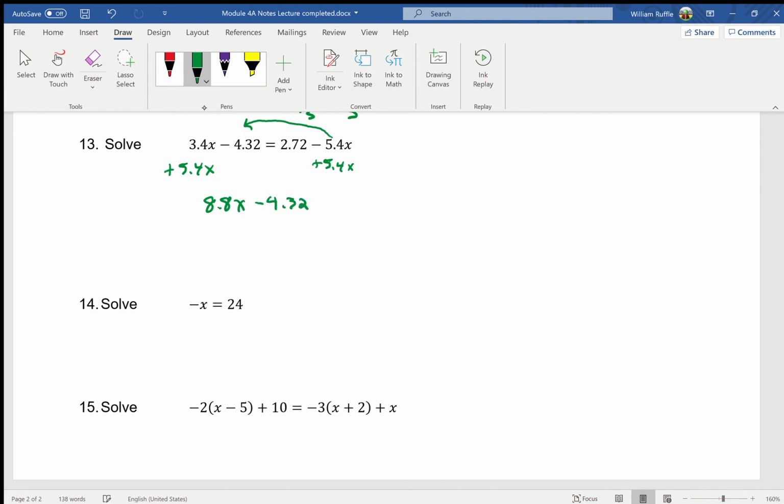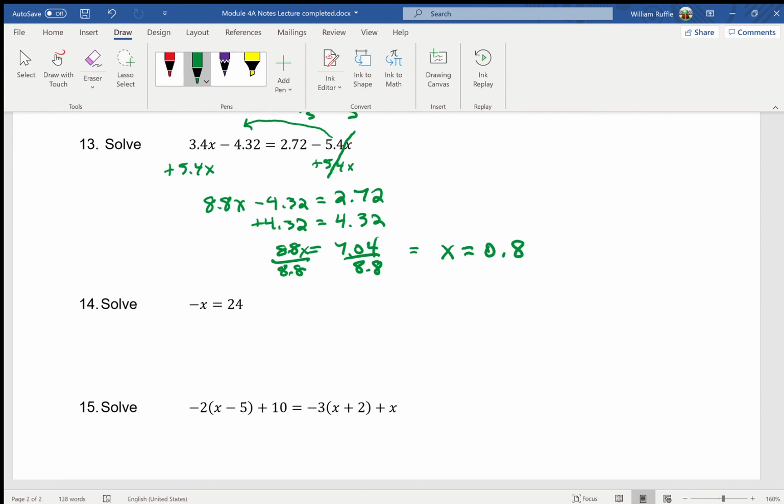Minus 4.32 equals 2.72. Now the minus 5.4 plus 5.4 cancels. That's the whole point. So if I want to bring this minus 4.32 to the other side, I have to do the opposite, so I got to add 4.32. And so when I add that up, I get 7.04 equals 8.8x. Almost forgot the x. So 8.8 is attached to x, so I have to divide each side by 8.8. I type this into my calculator and get x equals 0.8.